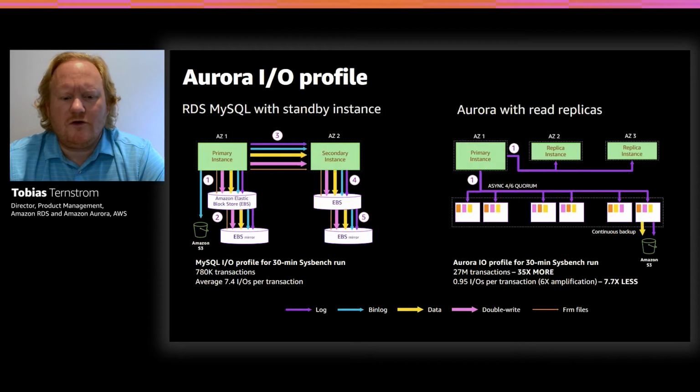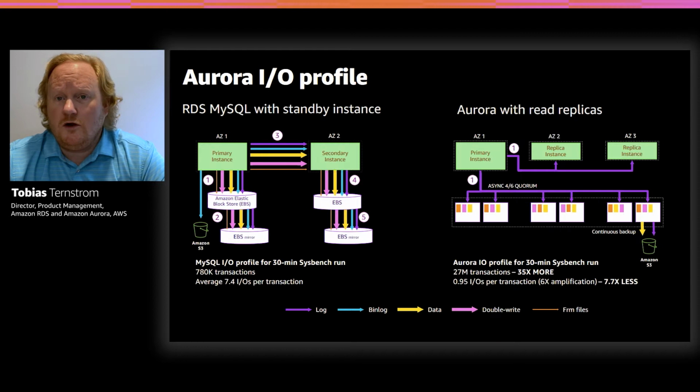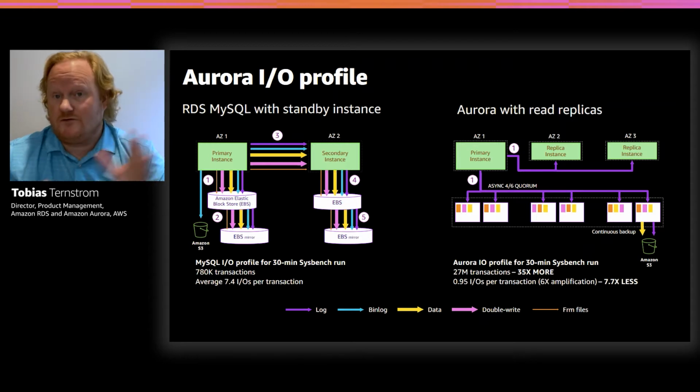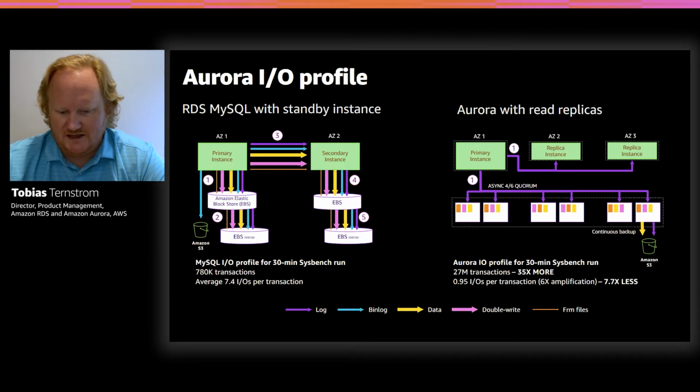So let's look at the Aurora I/O profile. This is an important thing to note with Aurora. On the left, we have an example of a traditional relational database, in this case MySQL. And you can see there's a lot of arrows here going from the primary instance over to the secondary instance and then down into storage on each side. And the color of the arrows matters. The color represents different types of I/O. So we can see this purple here is log, the thing we talked about before, log writes. Bin log, which is logical replication in MySQL. We have yellow, which is data pages.